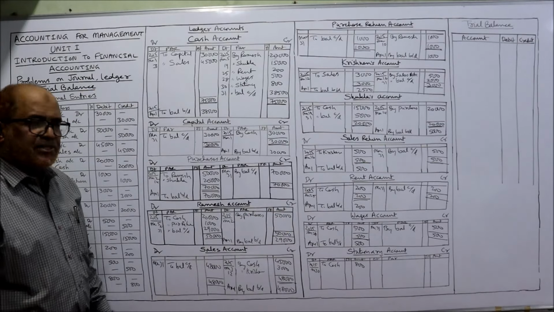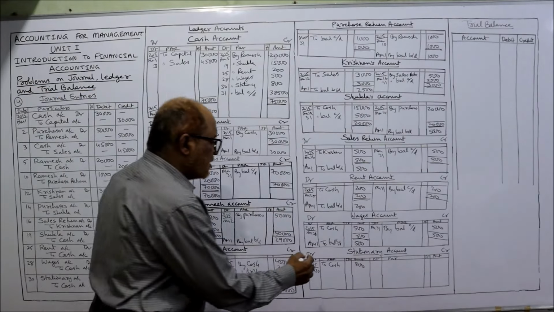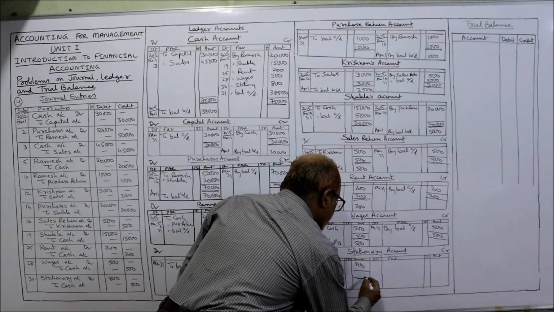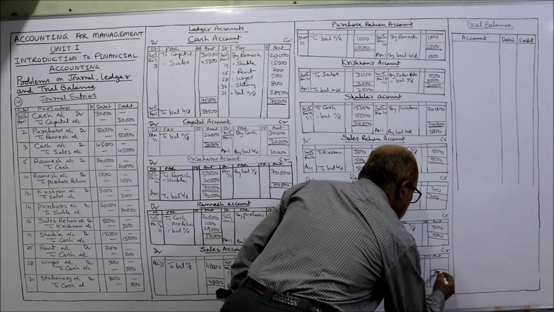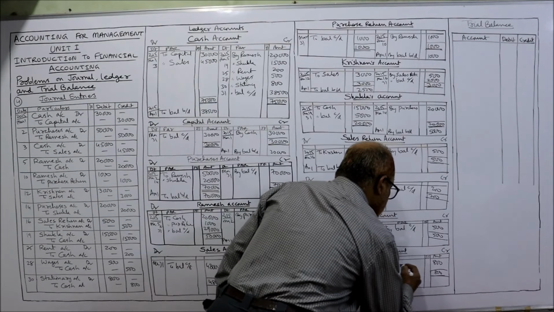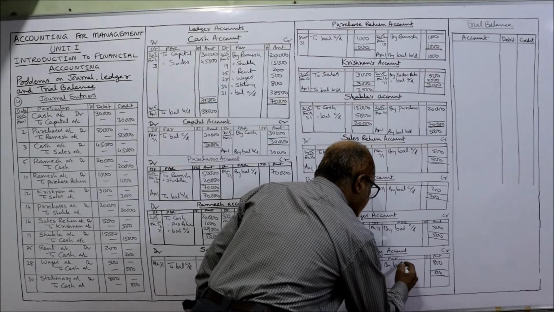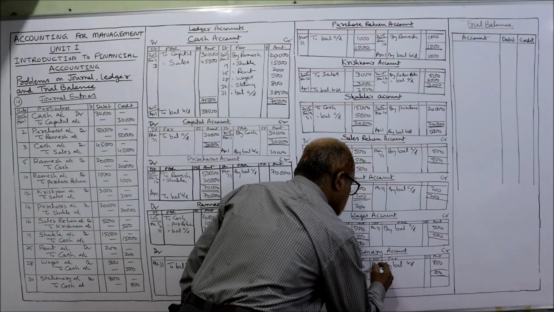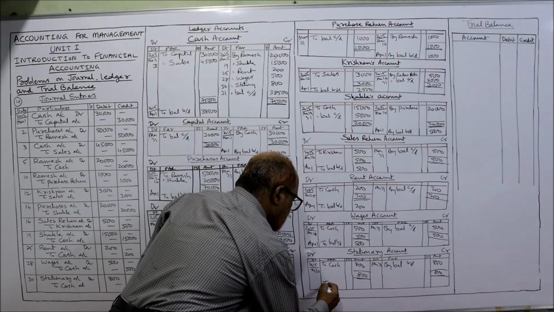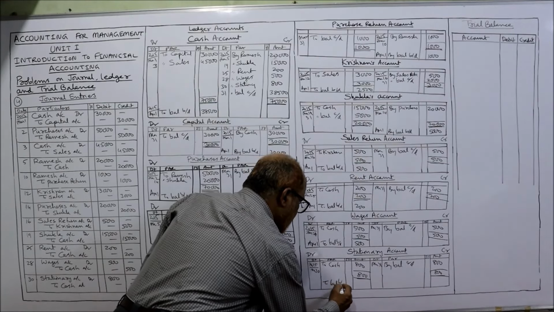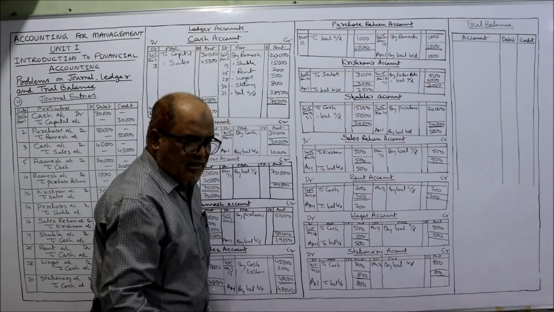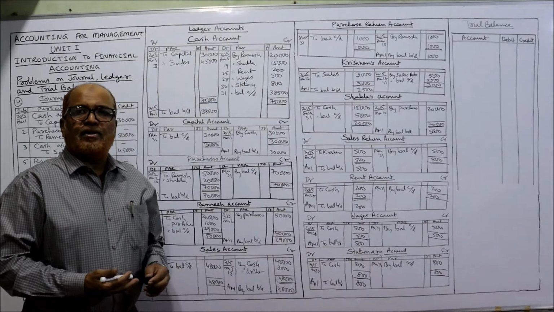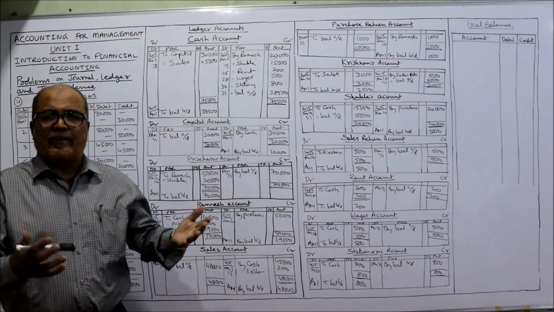Last and final account, stationery account. Debit side 800, the same 800 I am taking, here also 800, by balance carried down, March 31st. Here to balance brought down 800, it is April 1st. That's all. So I have completed the posting.